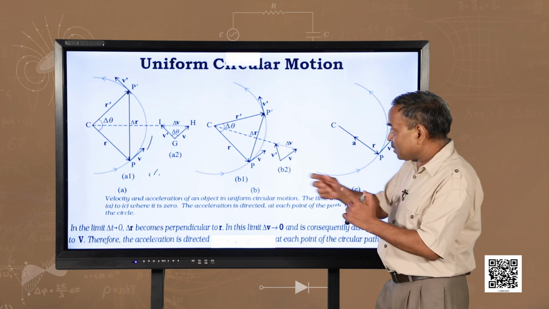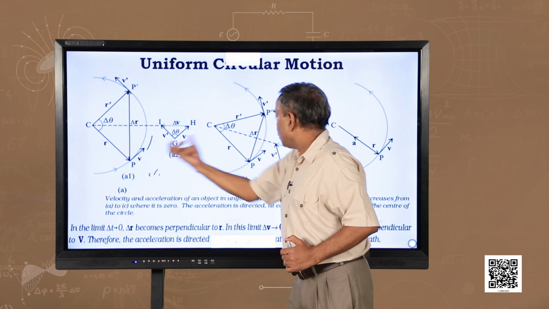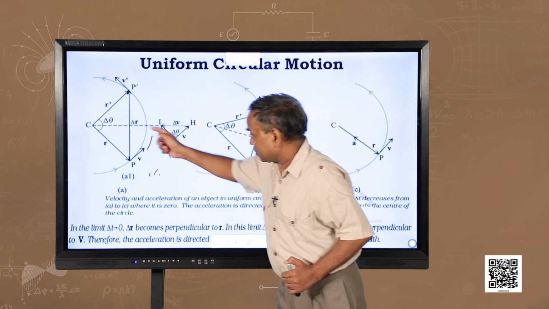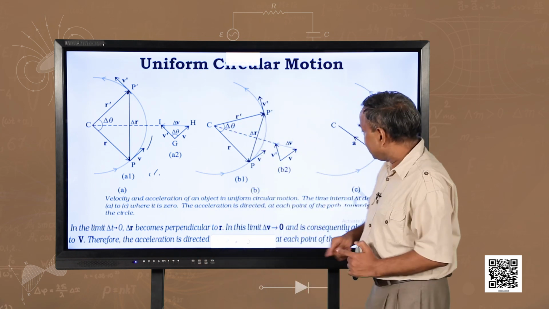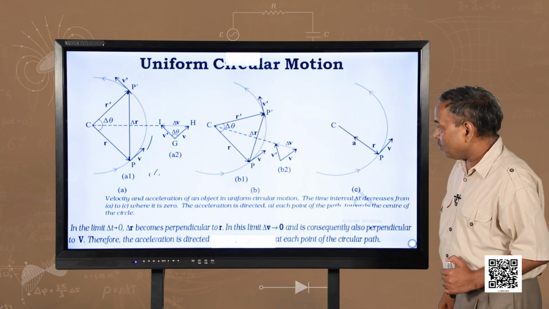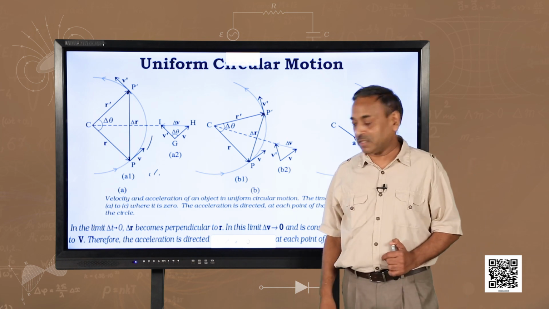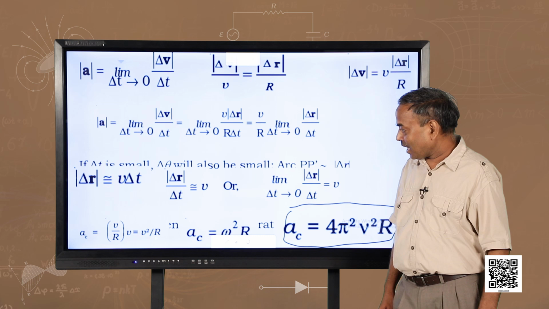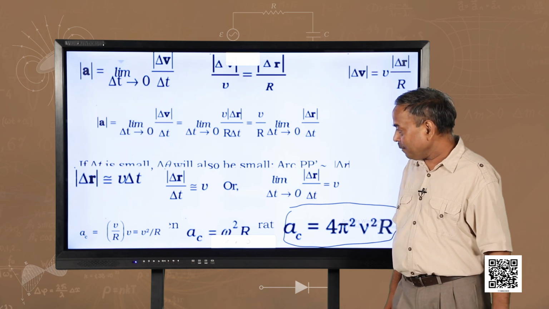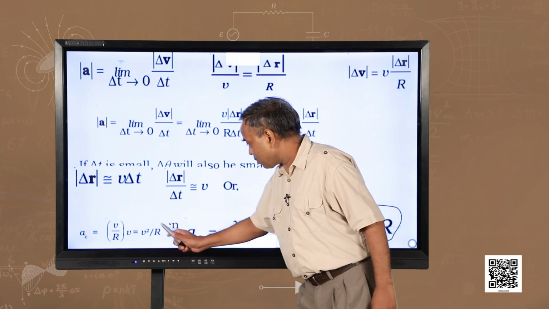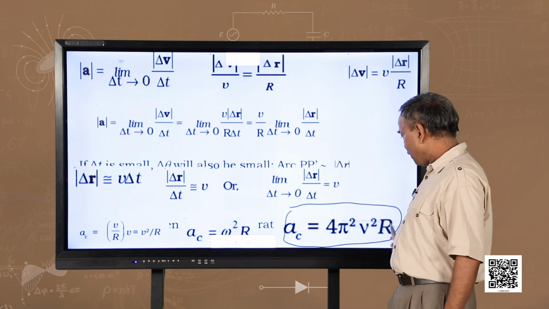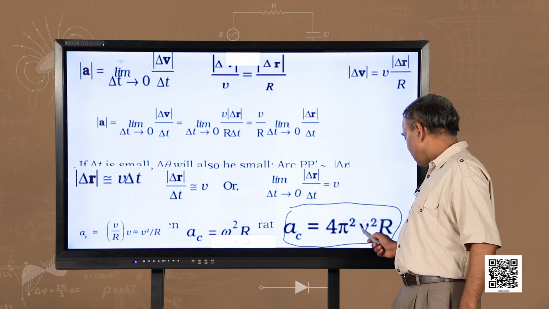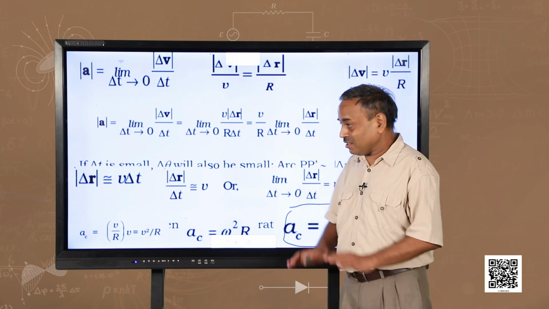Now, if this delta t becomes 0, very close by, you will find acceleration is towards the center of this path, and then it is called centripetal acceleration, and the force associated with it is called centripetal force. In terms of rotational mechanics, the centripetal acceleration is nothing but v square by r, which you will find out to be, in terms of the frequency, a c is equal to 4 pi square nu square r, and this is all in this chapter.